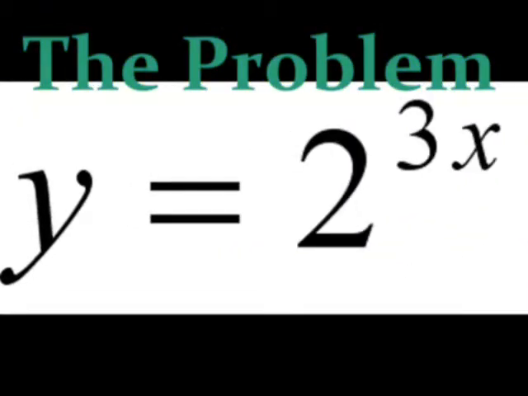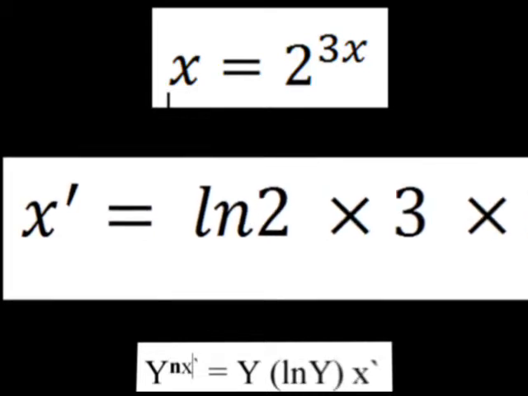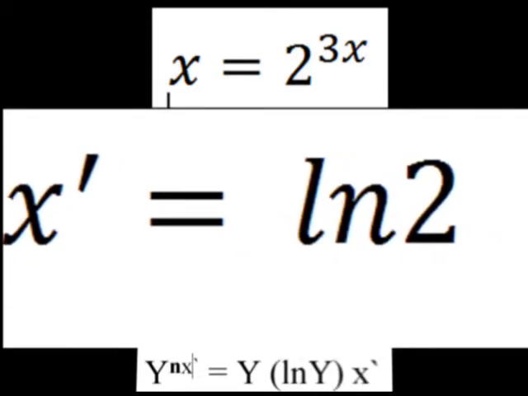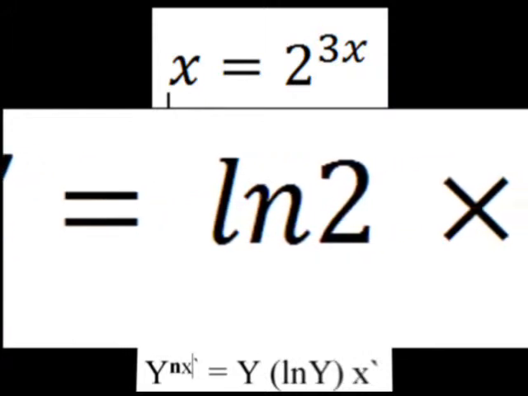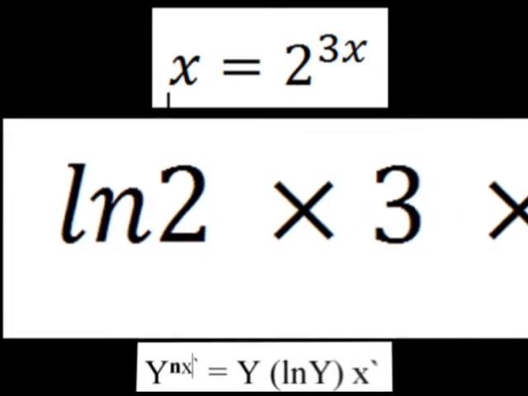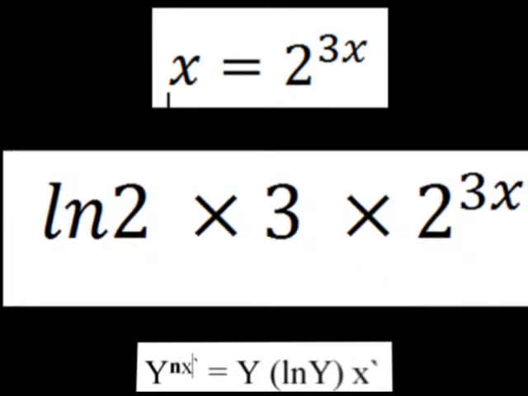Problem, we will focus on the function 2 to the power of 3x. We will now apply our exponential laws to the function. First, we take the natural logarithm of the base, multiply it by the derivative of the exponent, and then multiply that by the base and the exponent.